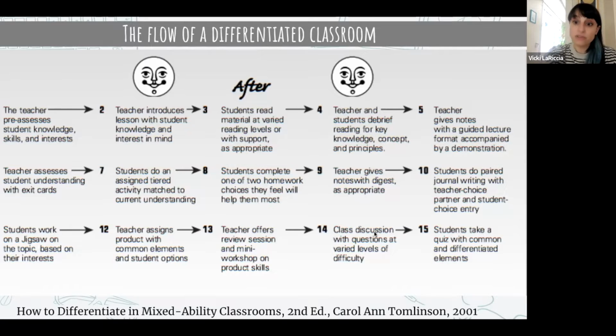Another person says lots of review and teacher assessment. Someone says teacher provides materials and students investigate, teacher acts as a guide. Consistent assessment to find where students are at.